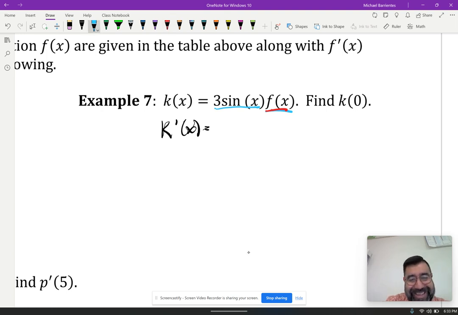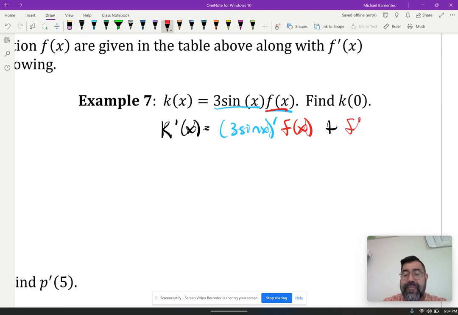The product rule says take the derivative of the first times the second. I think my computer's getting tired. It's not capturing the color that I want. There you go. Plus, take the derivative of the second times the first. This is what I need to do.